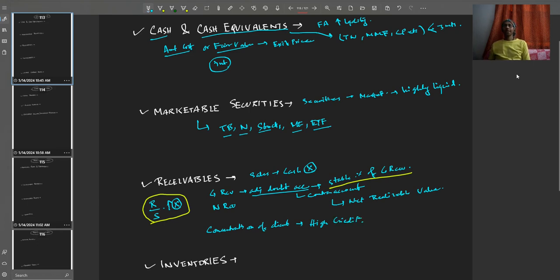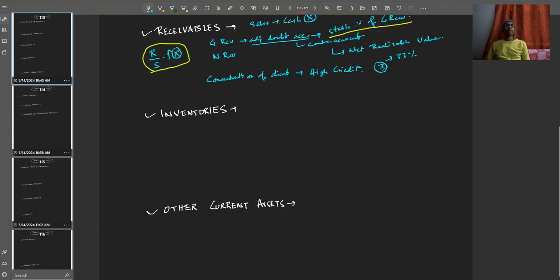So if there are 3 customers only and they give you equal chunks of your revenues, then if one of them fails, that means 33% of your revenues are gone. So client concentration is a very important thing that one has to check in terms of assessing the probability of return of revenues and what percentage loss is probable.